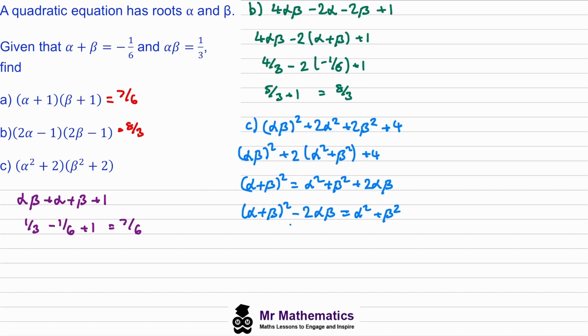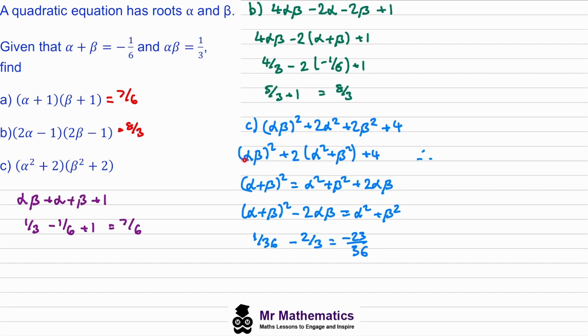And we can work this out using our known values. Alpha plus beta is -1/6. And when you square this, we get 1/36. Minus 2 alpha beta. When we double this, we get 2/3. So minus 2/3. And this will give us minus 23/36. So then we can substitute this value back into here.